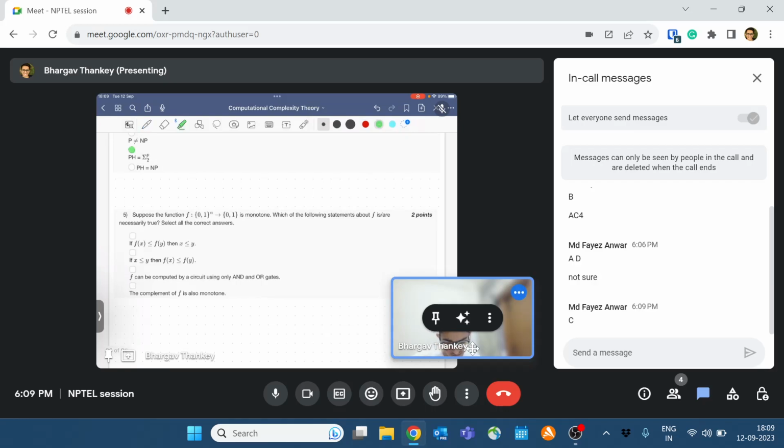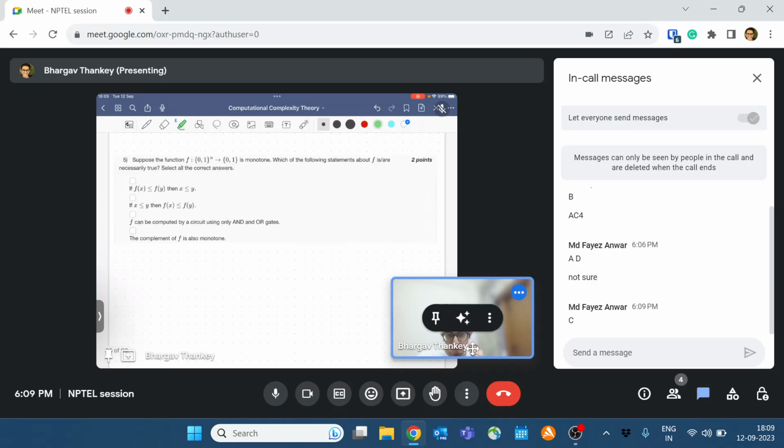Yeah, let me just write. So the next problem is: suppose the function f from {0,1}^n to {0,1} is monotone, then which of the following statements about f is or are necessarily true? Select all the correct answers. The options are: if f(x) is less than or equal to f(y), then x is less than or equal to y. If x is less than or equal to y, then f(x) is less than or equal to f(y). f can be computed by a circuit using just AND and OR gates, so we do not need NOT gates. And the complement of f is also monotone. So which of these are correct?